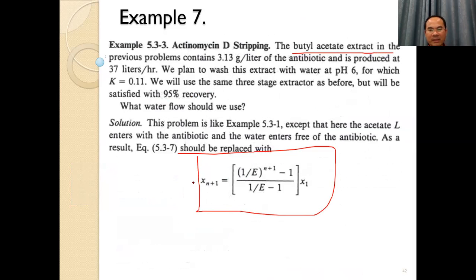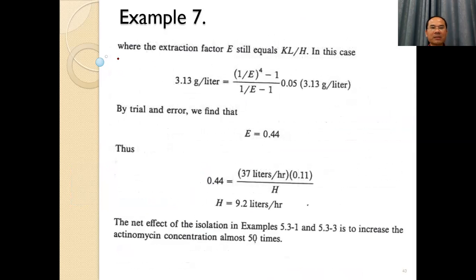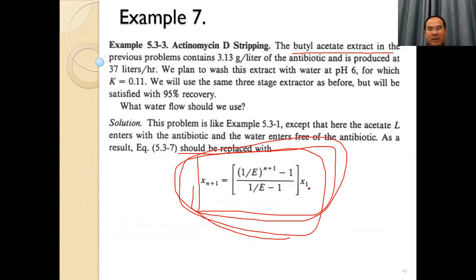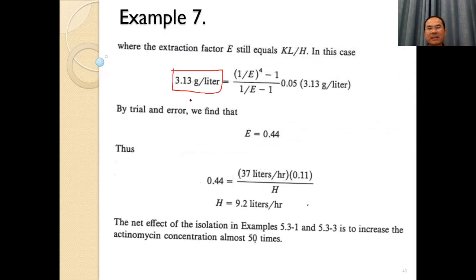For this case, the equation is liquid. You can show by this, which is the equation for this case. Okay. And also, the extraction factor is still equal to KL divided by S. That's right. This is x. And then you know n is 4, and this is x1. X1 is 95% recovery. 95% recovery means the amount of antibiotic remaining in the raffinate is 5%. It means 0.05 multiplied by the feed.